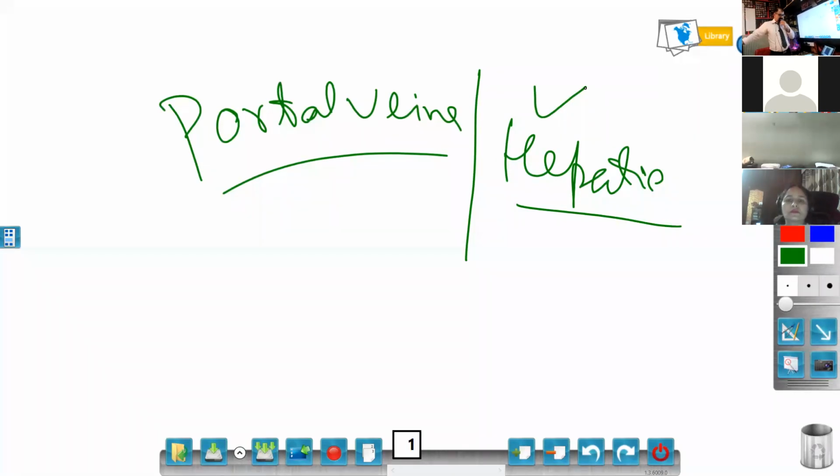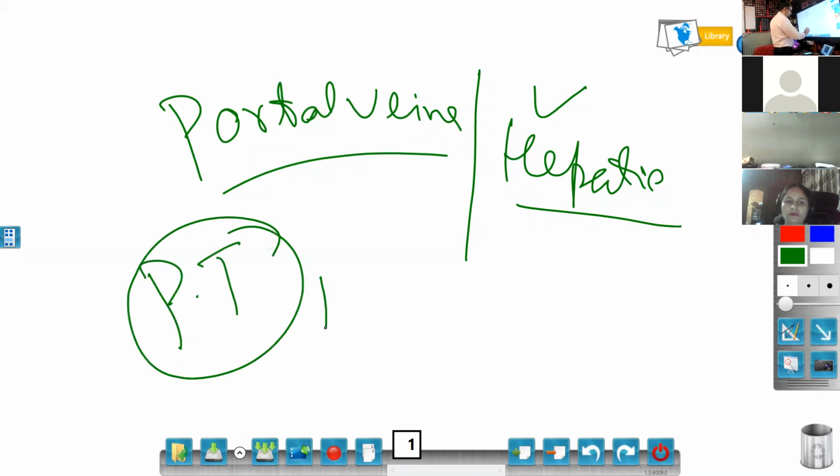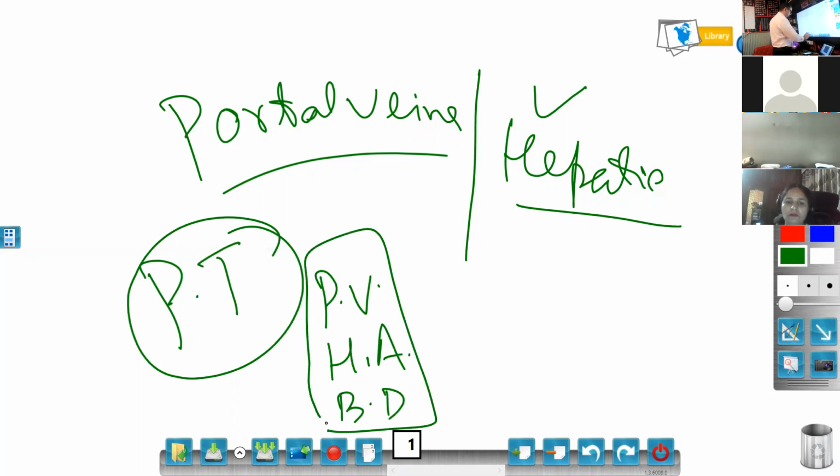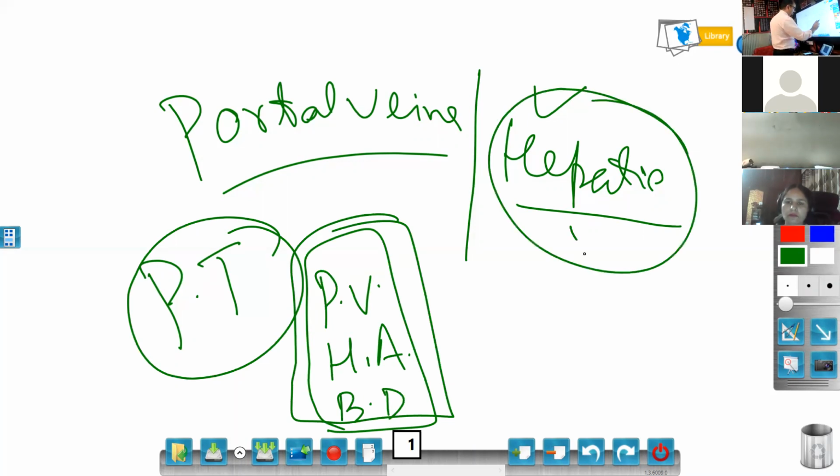And there is a portal triad. Now see, in the portal triad, PT, I am having the portal vein, the hepatic artery, and the bile duct. This is the portal triad. Hepatic veins are not a component of this triad. And this portal triad is seen throughout the liver. It means the hepatic vein, anywhere in the liver, will not be seen with this portal triad.